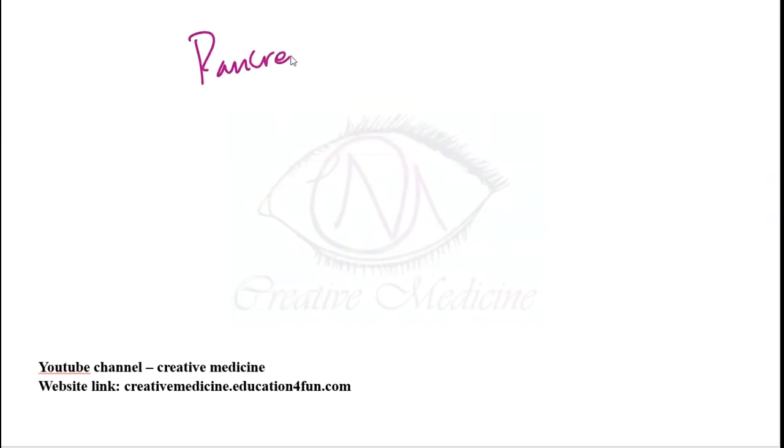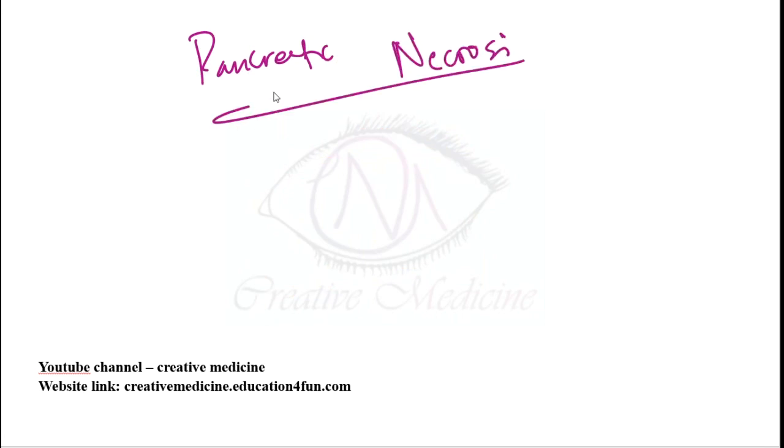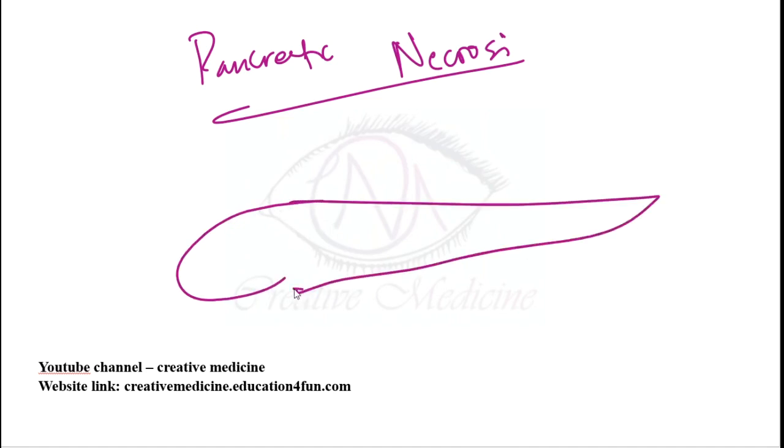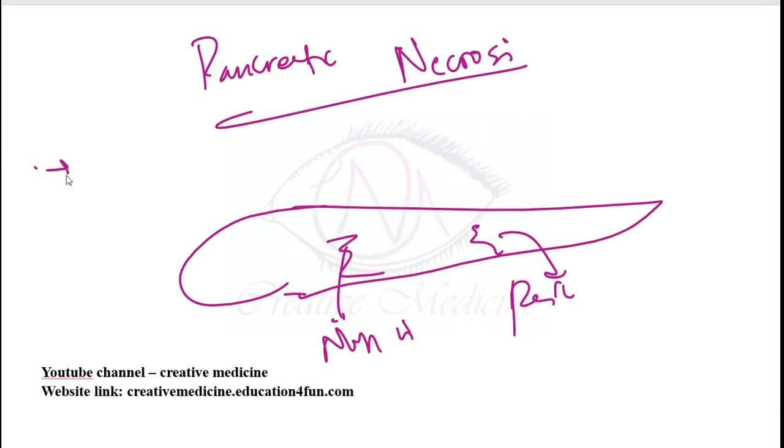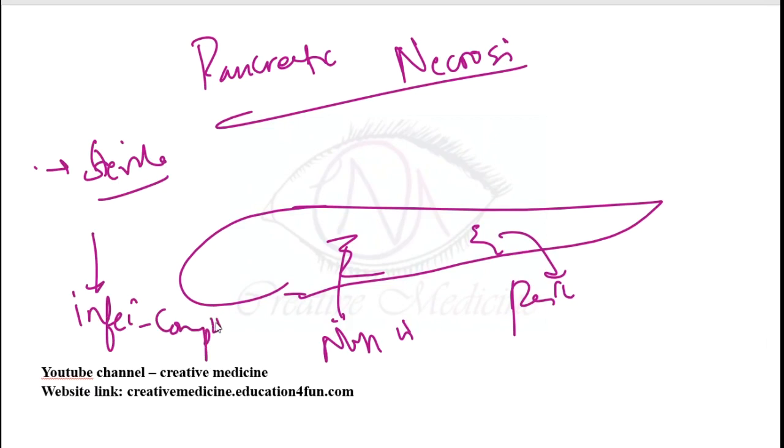Then we have one more type, which is called pancreatic necrosis. So what do you see in pancreatic necrosis? There will be non-viable pancreatic tissue seen with peripancreatic fat. That means the pancreas undergoes necrosis, and it is actually a sterile condition, but it can undergo infection. Infection is the most common complication of pancreatic necrosis, most commonly from E. coli.